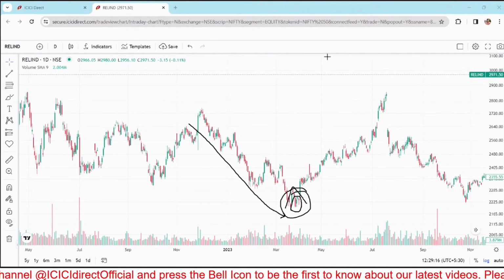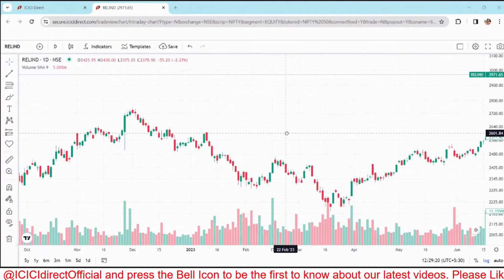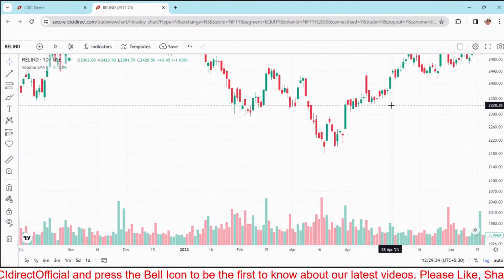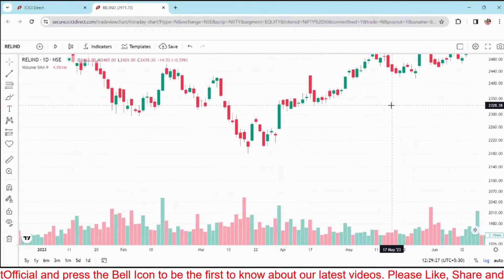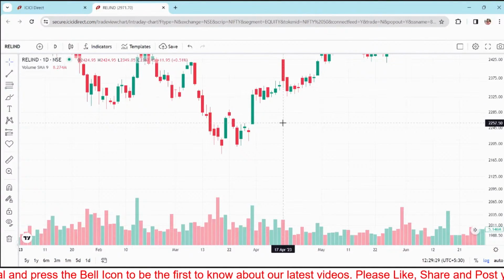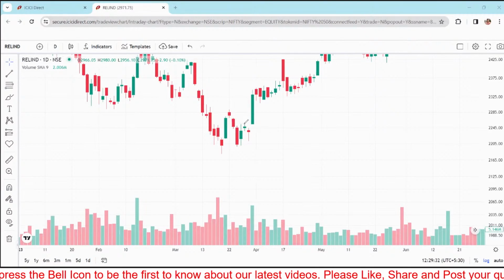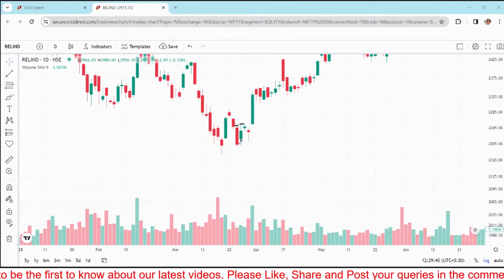I'll just zoom in for you guys. I will call this a Harami, but not a perfect Harami, because the high of this is higher than the high of this. But our condition is very clear: the open of this candle should be higher than the close of this candle, and the close of this candle should be lower than the open of this candle. So that textbook definition is met here. So I'll call this a Harami, but not a perfect one, because the high is higher than the high of the previous candle. Somewhat, I'll say an 80% Harami.